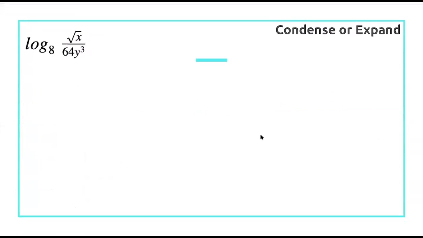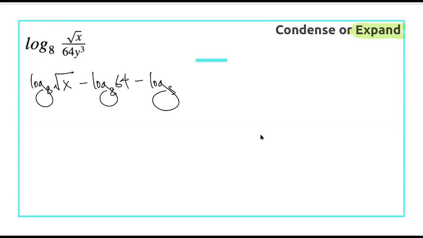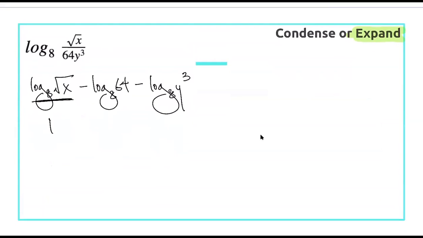Let's take a look at one more expanding situation. I have to unpack any multiplication and division first. Log base 8 of square root of x minus log base 8 of 64 minus log base 8 of y cubed. What's the coefficient for this term? Would it be x to the 1/2? Yeah, we're going to bring that 1/2 right down to the front, perfect.